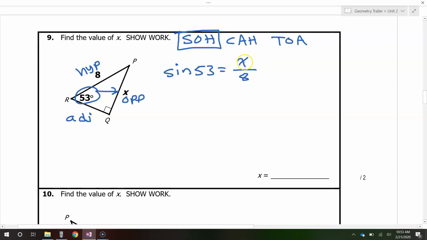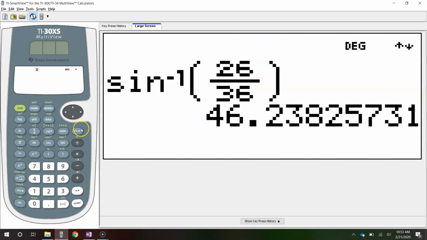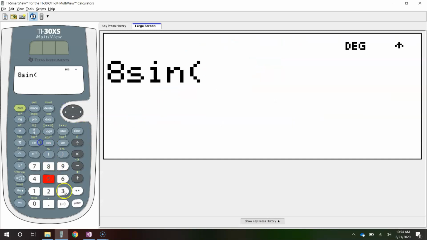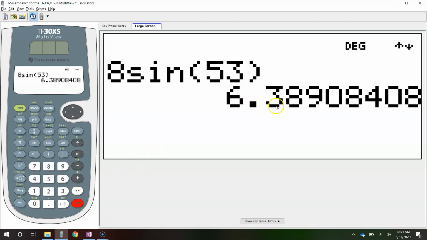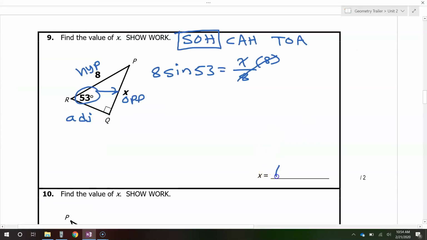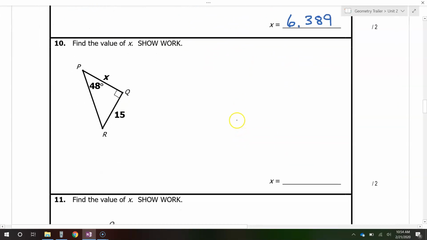When the variable is in the numerator, that is when you multiply. So we will multiply both sides by 8. And that will cancel these out. And then you just put this in your calculator. 8 sine 53. 6.389. All right, check out number 10.